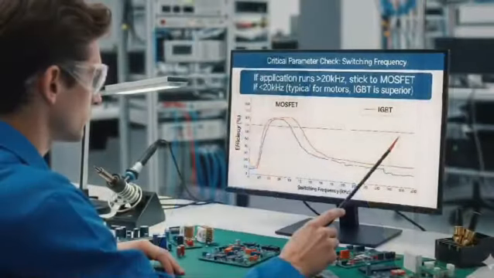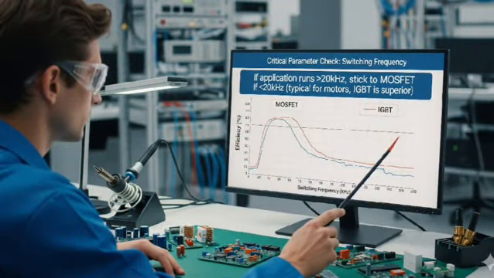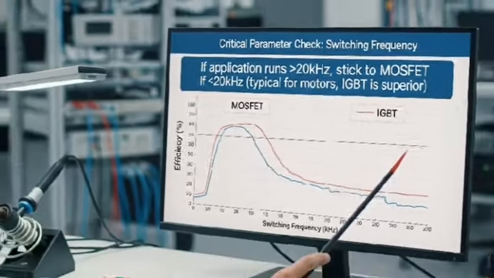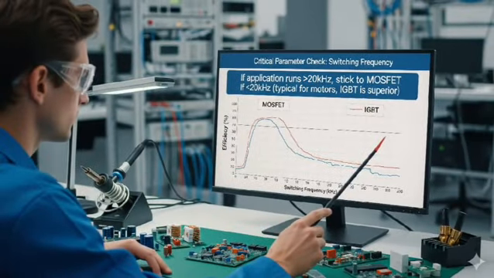Saturation is another parameter. An IGBT behaves like a BJT when on, maintaining a constant voltage drop, which is nothing but VCE, approximately 2 volts, regardless of current. Correct? At high power, the IGBT runs cooler than a high voltage MOSFET. The critical parameter check, right? Check the switching frequency. If the application runs greater than 20 kHz, stick to the MOSFET. If less than 20 kHz, typically for motors, the IGBT is superior.